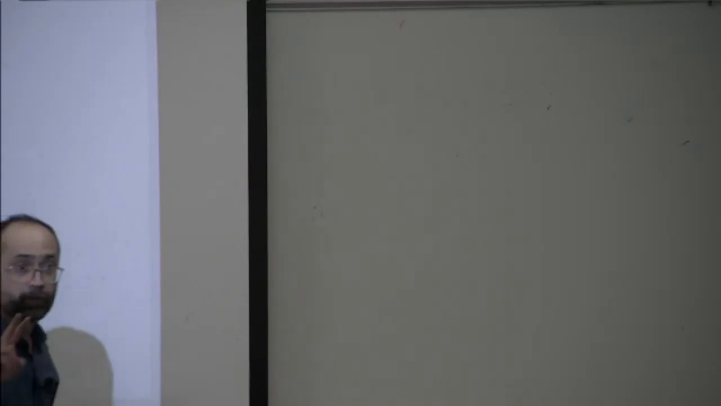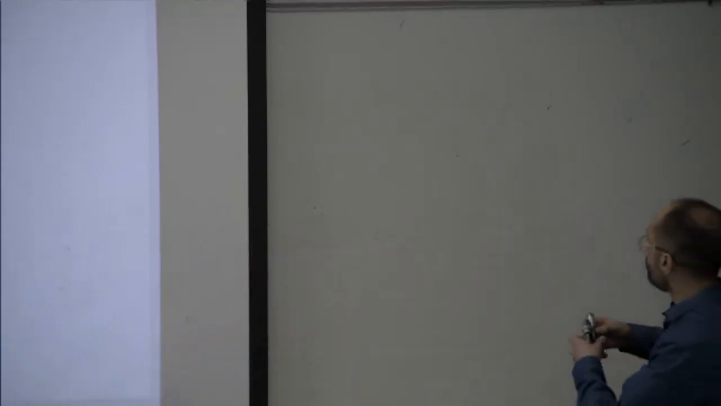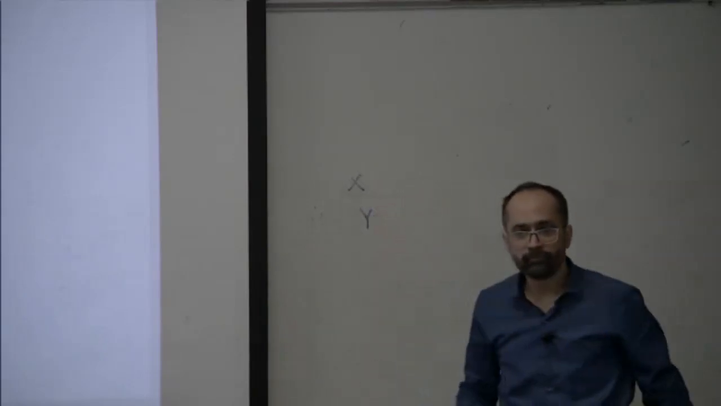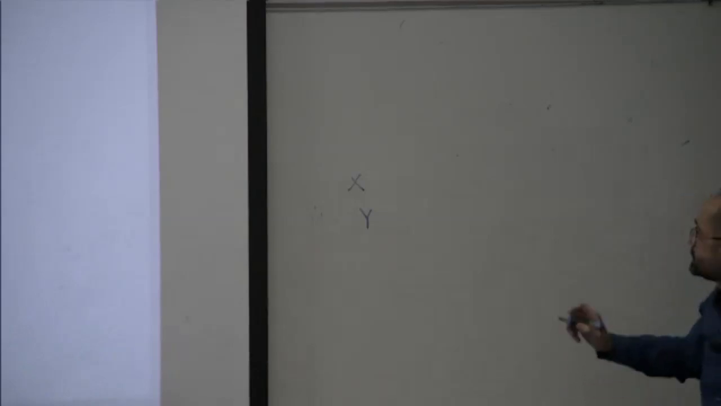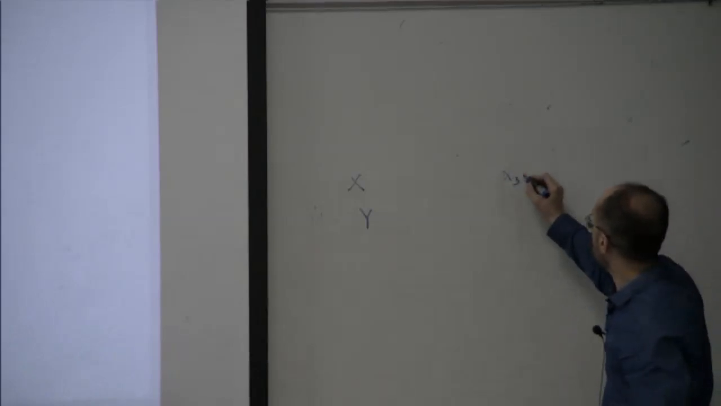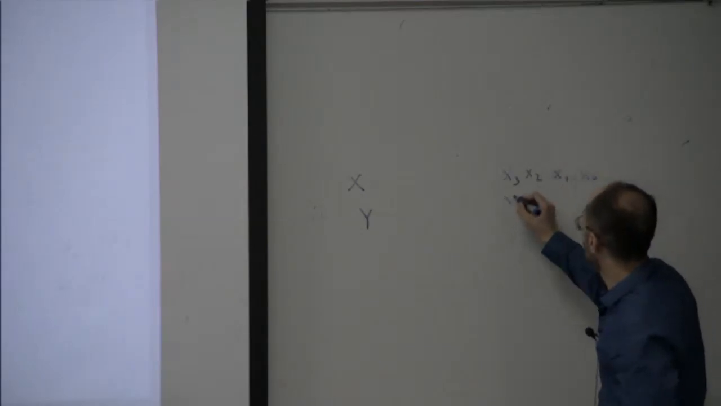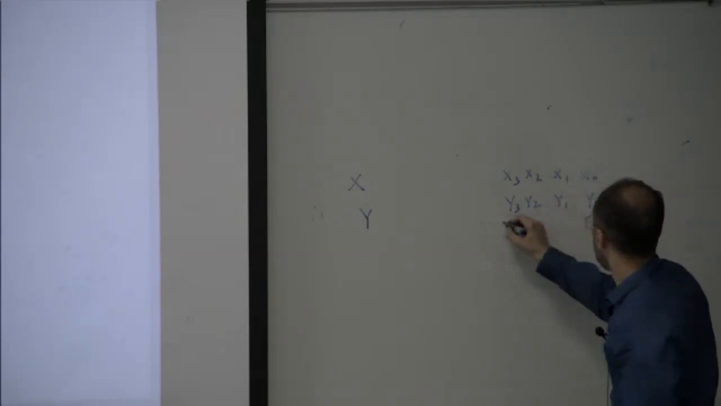So let's assume we want to add two numbers, and it can be any numbers. For instance, we want to add x and y, and let's assume the number of bits is 4: x3, x2, x1, and x0, and then y3, y2, y1, and y0.